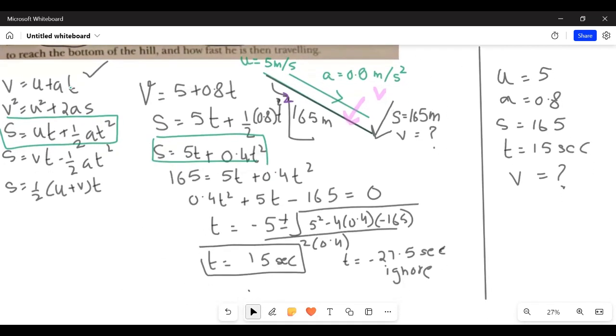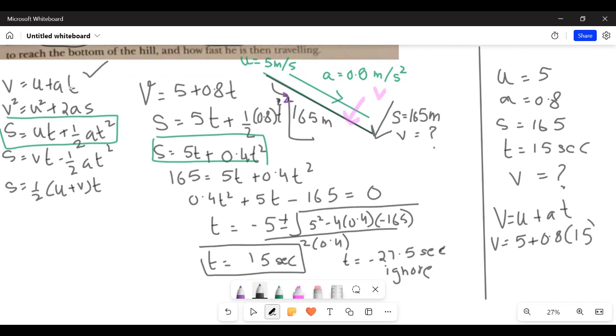I'm going to use the very first option: v equals u plus at. So 5 plus 0.8 times 15. Answer is 17 meters per second. 5 plus 0.8 into 15 is 17 meters per second.